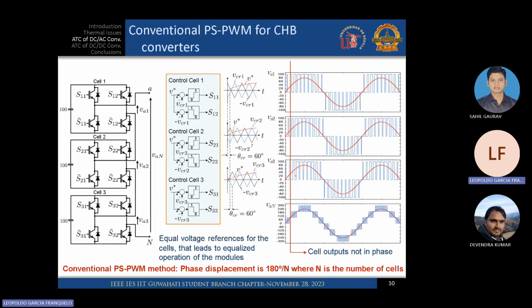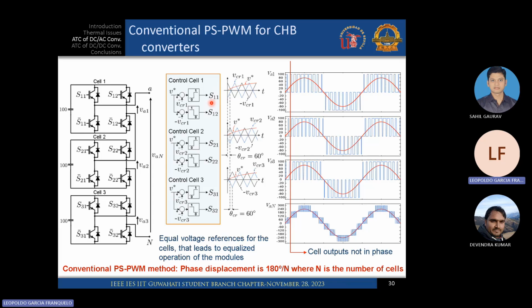This is the normal way to work, supposing that the DC voltages are the same for all of them, and that we have a similar voltage set up as a reference for the 3 cells. Then we use this simple control, using the same reference for the 3 of them, but using different carriers. Then for the first cell, number 1, VA1 is calculated using these switches.